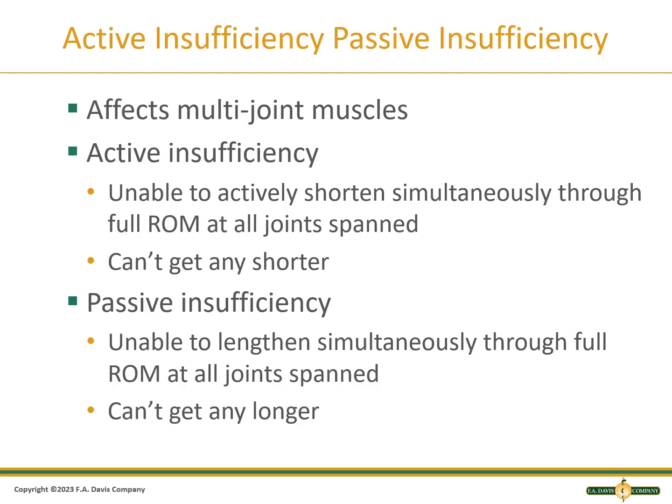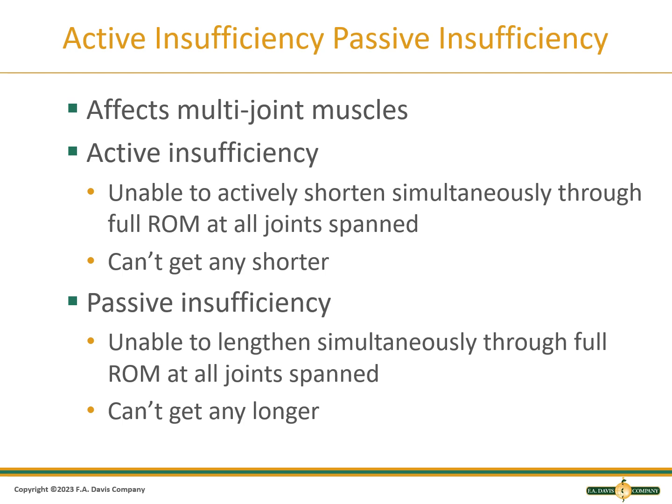Active insufficiency and passive insufficiency are concepts applied to multi-joint muscles because we have to be able to either shorten the muscle in multiple places or lengthen the muscle in multiple places to achieve active or passive insufficiency. And the only way to do that is where a muscle crosses a joint.